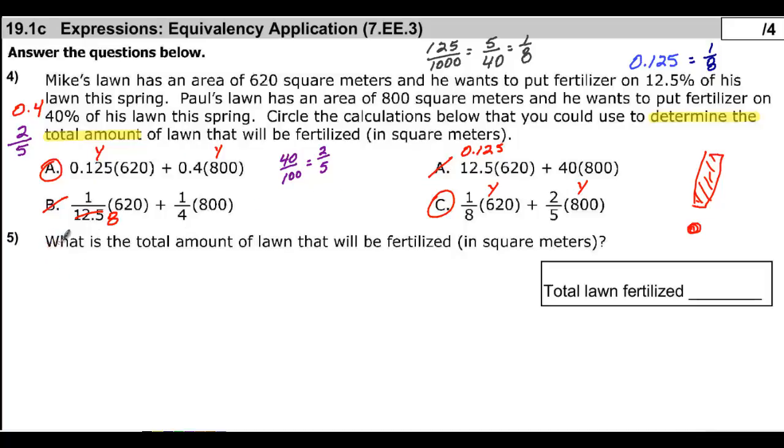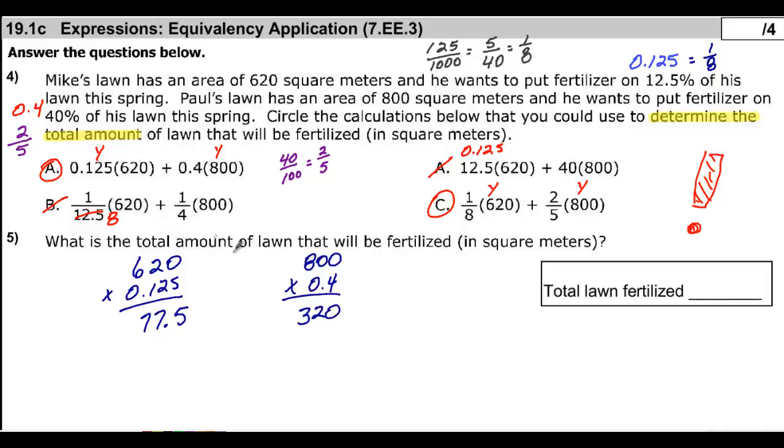Now for part 5, what's the total amount of the lawn fertilized in square meters? So now we take either one of these correct answers and we simplify it. I always take the one that's in a decimal, because I have the calculator tool to use, and I'm going to use the tools that they give me. And so I have that decimal form, and I have that decimal form. And when I multiply 620 times 0.125, I get 77.5. And when I multiply 800 times 0.4, I get 320.